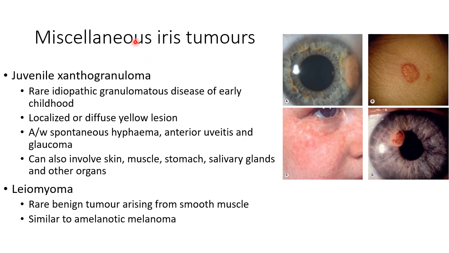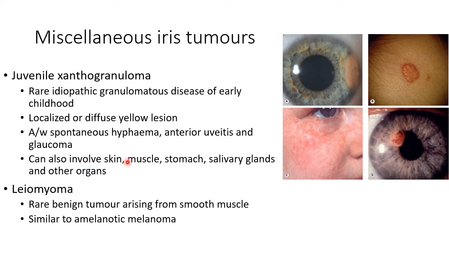Now let us discuss about miscellaneous iris tumors. First, let us discuss about juvenile xanthogranuloma. It is a rare idiopathic granulomatous disease of early childhood. In iris, it presents as localized or diffuse yellow lesion, as you can see in this picture. It can be associated with spontaneous hyphema, anterior uveitis, and glaucoma.